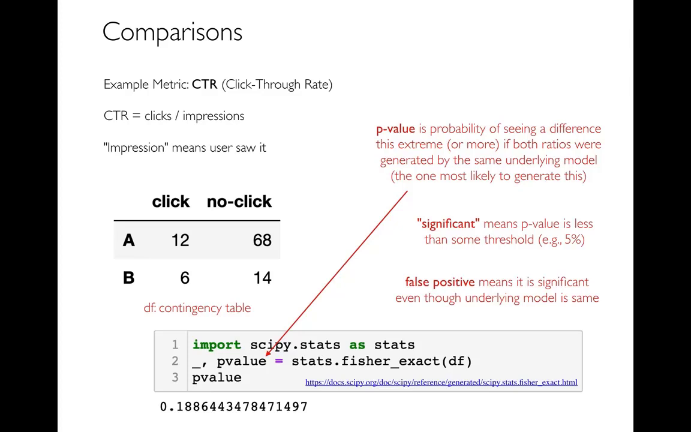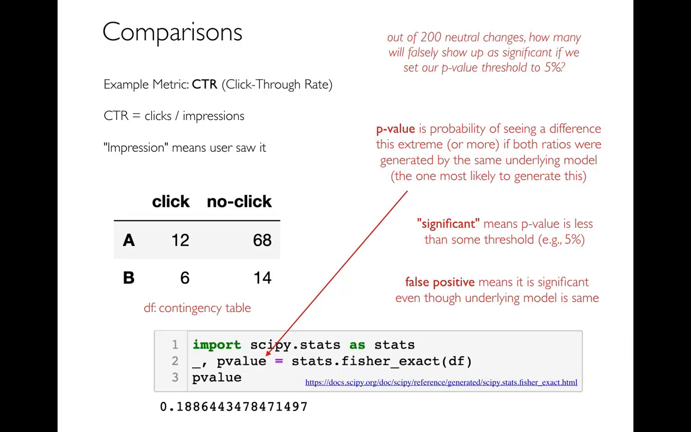So this is not a false positive that I showed you here, but sometimes you're going to get a significant result, even though the underlying model is the same. Even though A and B are the same, they end up looking different when we run this significance test, and that's called a false positive. So one of the things you want to think about when you're doing A/B tests is what is your false positive rate. When you have all these neutral changes, where B is no better or worse than A, how often are you going to get a significant result, where it says it's different, but it's really not?